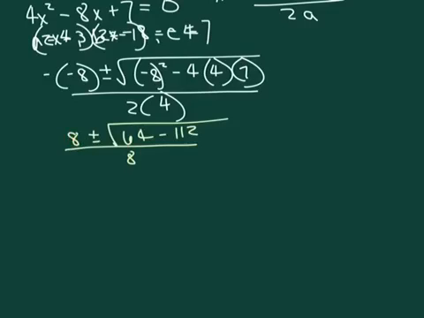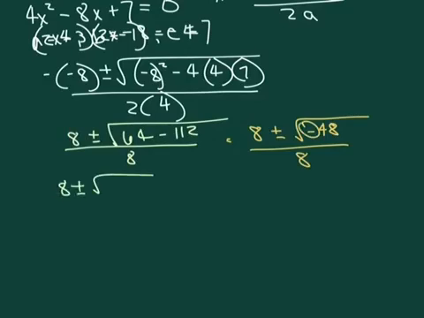It's the entire thing. All right, so that gives me 8 plus or minus the square root of negative 48 all over 8. So we're going to take that i out, and that gives us 8 plus or minus the square root of 48, and we've got an i out there now, over 8.